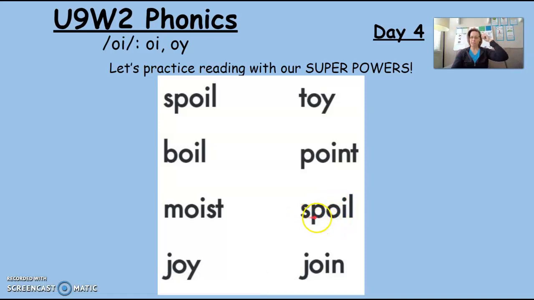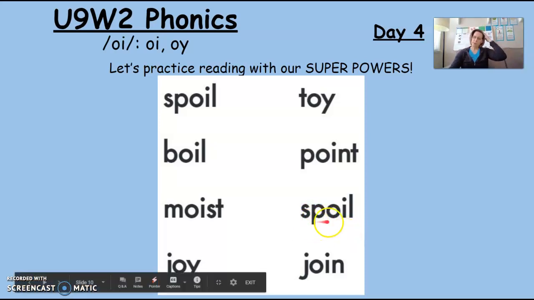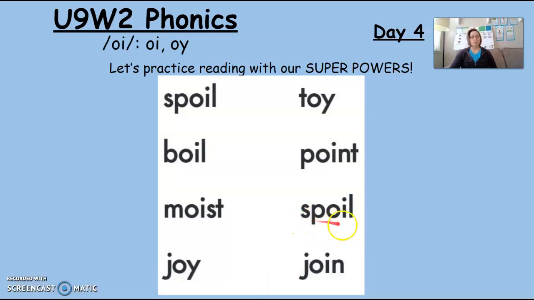All right, and I see another OI in the middle. It's a medial sound with an SP on our head. Sp, sp, sp. We're doing this one twice. How silly is that? Ready? Superpowers up, ready, begin. Sp, oil, spoil, sp, oil, spoil.